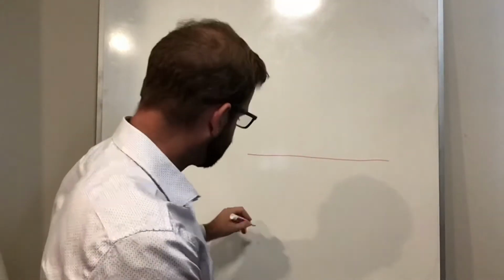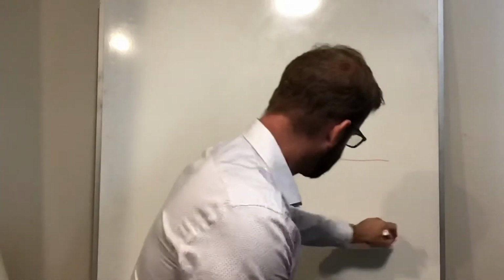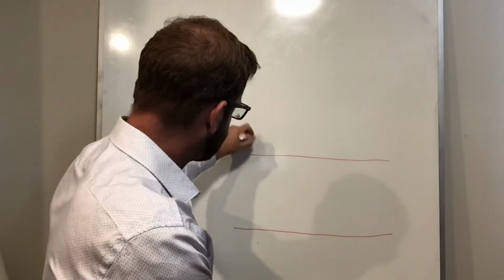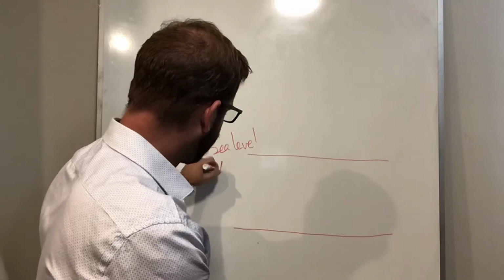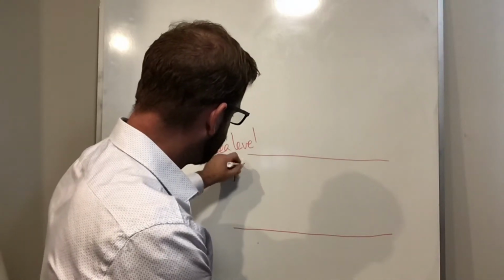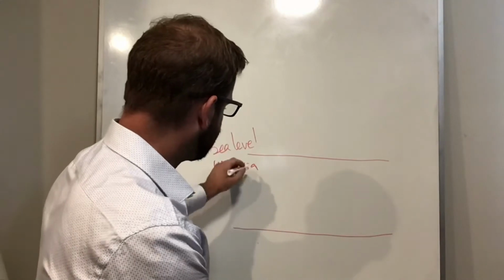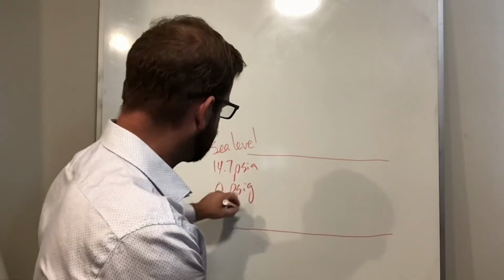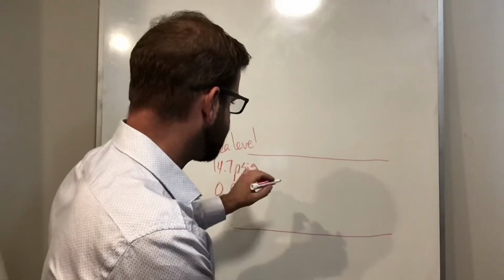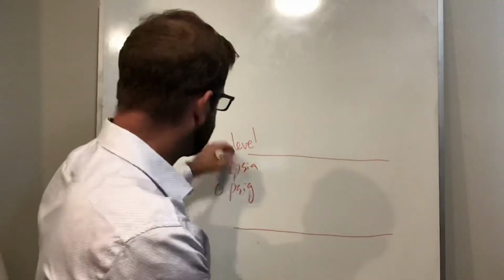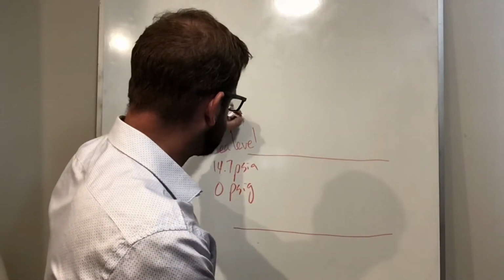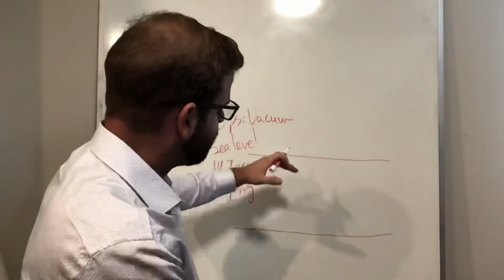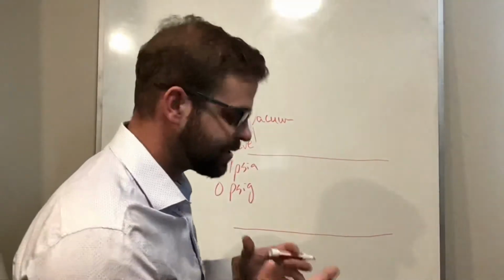So remembering from the last class that we had in the lab class, we had sea level, and at sea level there was 14.7 psia, which was also equivalent to 0 psig. At that point, 0 psi vacuum. So remember, the atmosphere around us puts 14.7 psi onto us.